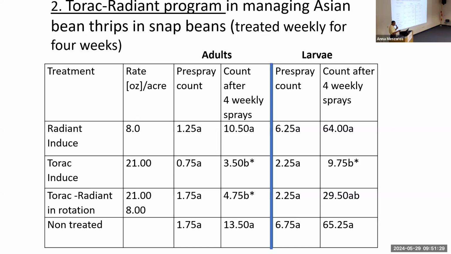And you can see that the first column shows the rate of the insecticide, the second two columns are for adult control, and the last two columns are for larvae control. You can see that the adults were controlled significantly by Torac in combination with Induce and by Torac and Radiant. These two treatments provided good control of larvae. In the case of larvae, only Torac itself provided significant reduction. The control number is at the bottom of the chart.